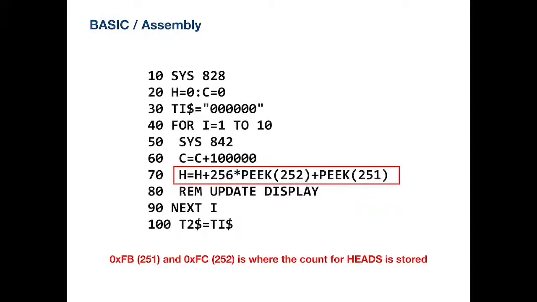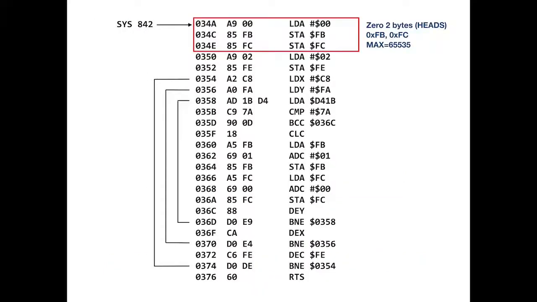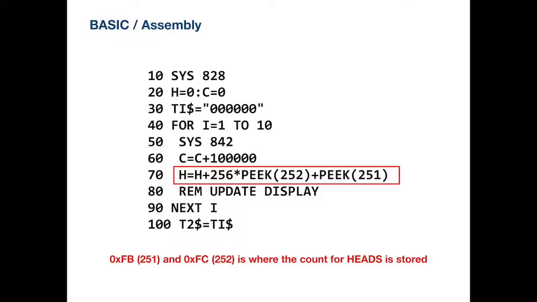Now line 70 will get the total for heads by peeking addresses 251 and 252, which, if you remember, these 2 bytes are used for storing the count for heads. Once that's obtained, then it will do the appropriate multiplication and addition for the bytes in order to get a decimal number. Then we go on to update the display and continue on until the loop is complete and we read the end time.